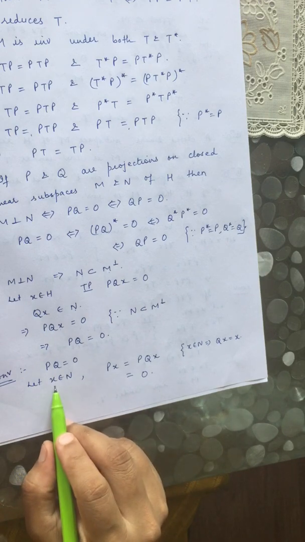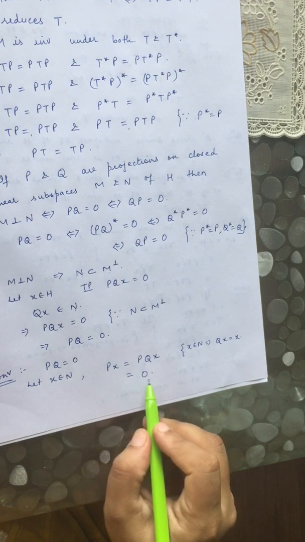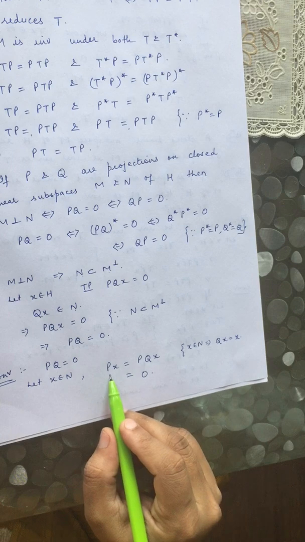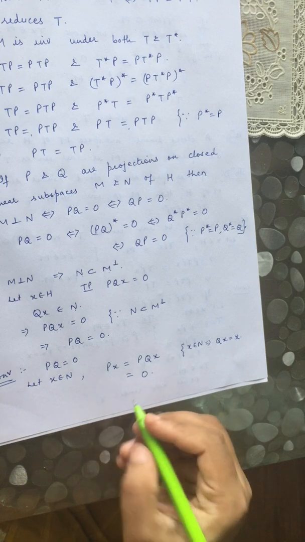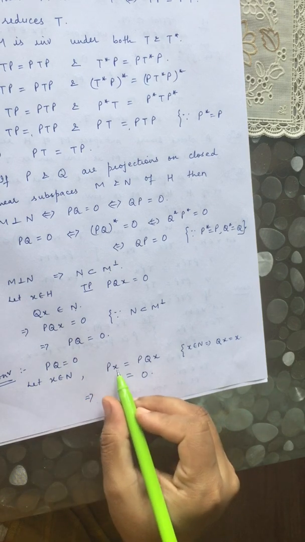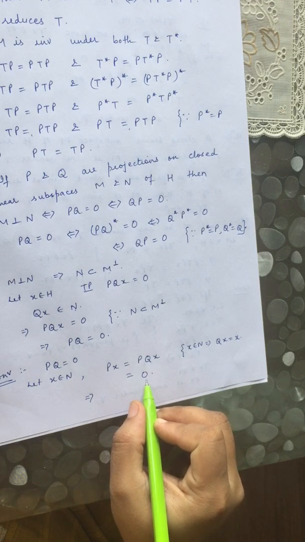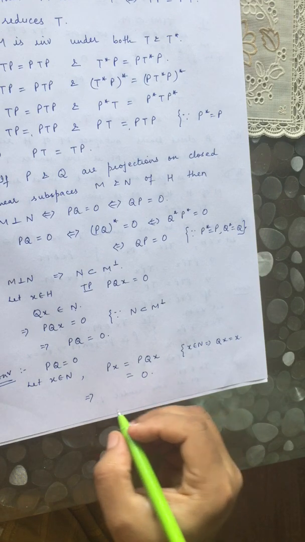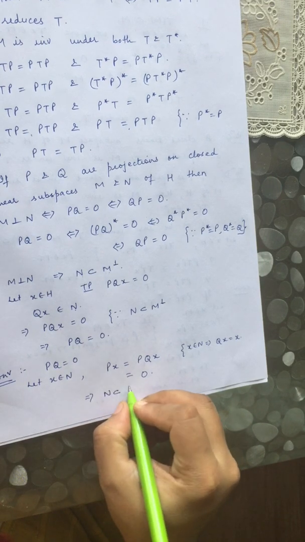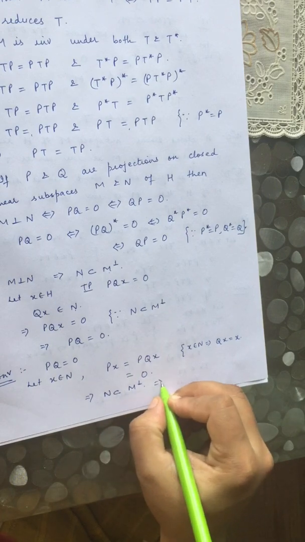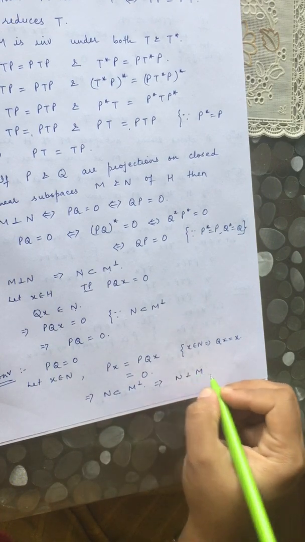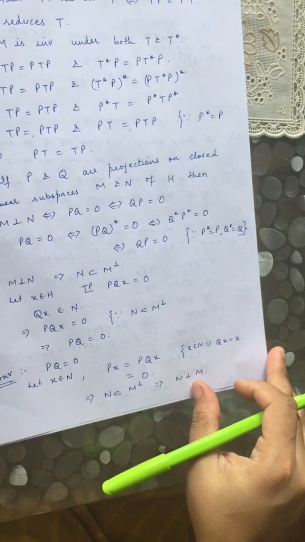So now we have proved that for any x in N, P of x is 0, but we know P is a projection on M, so it means this x belongs to the null space of P, and the null space of P is M perp, so N is contained in M perp, and N is contained in M perp means N is perpendicular to M. So this completes the proof of the theorem.